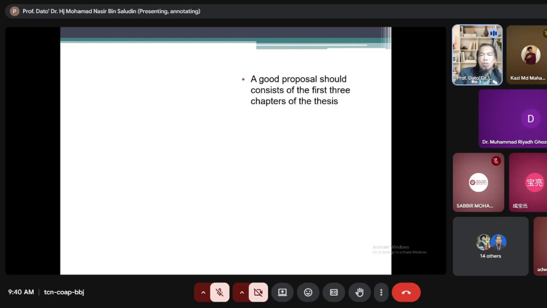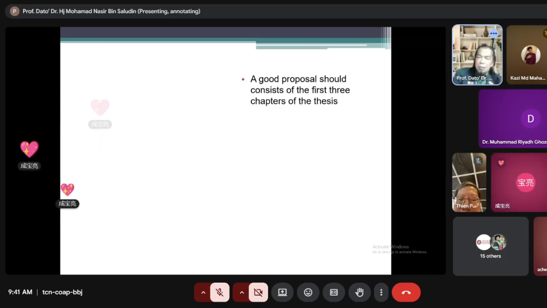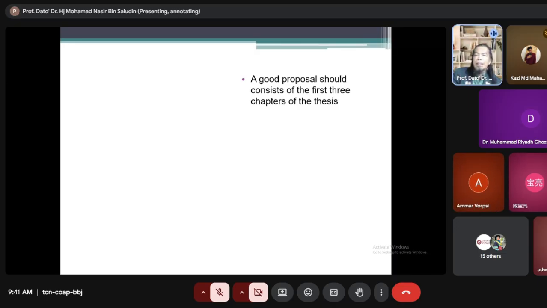Okay, a good proposal should consist of the first 3 chapters of the thesis. You must prepare these 3 chapters in this semester. Chapter 1 is the introduction, consisting of the background of the research, the problem statement, the research question, the research objective, and then the research hypothesis. You have the significance of the research, the scope of the research, and the definitions, concepts, and operational definitions. That's all in chapter 1.